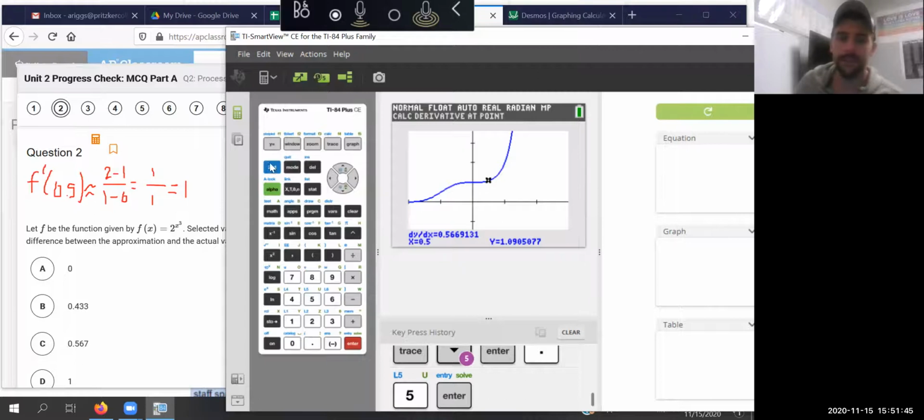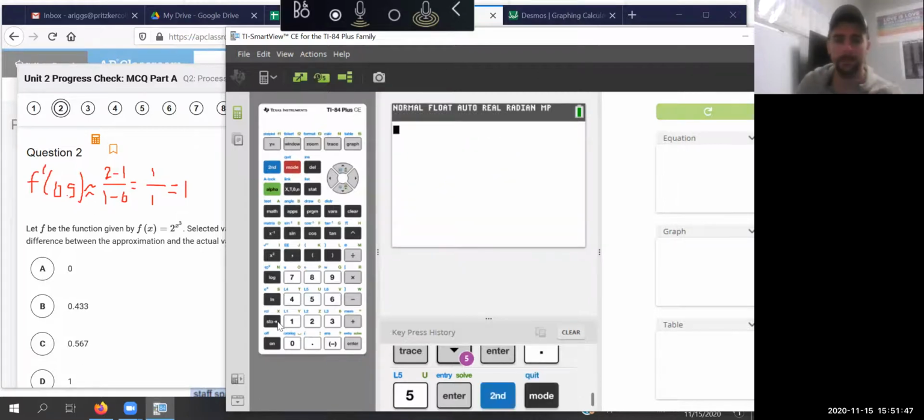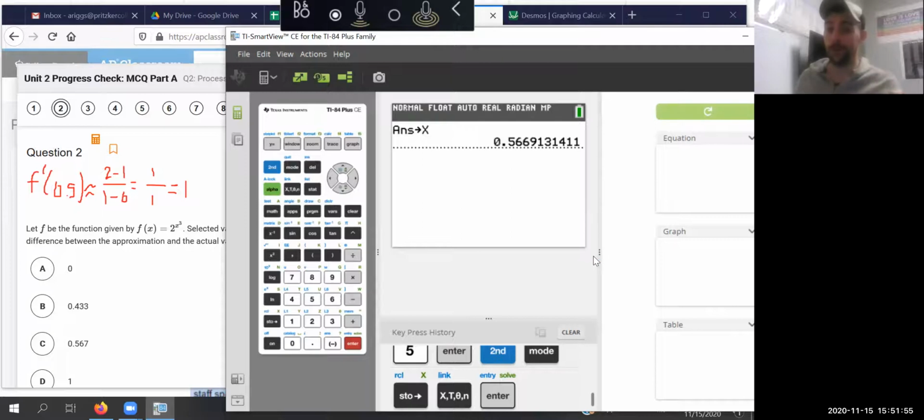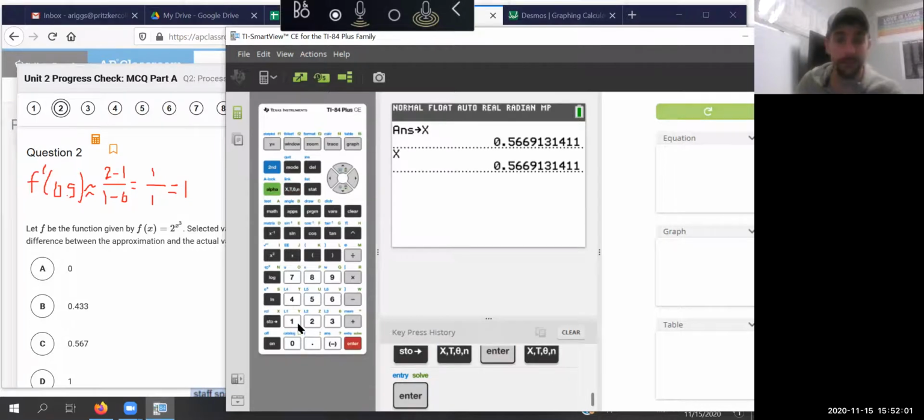What's also cool is if I hit second quit and just get out of this, if I hit the store button and store an x, what it's going to store is the last output, which was the slope. So now I actually was able to store my slope value in a variable. So now whenever I type in x, it has that, which makes it really nice to just save that value for AP questions, or if you just wanted to save it.